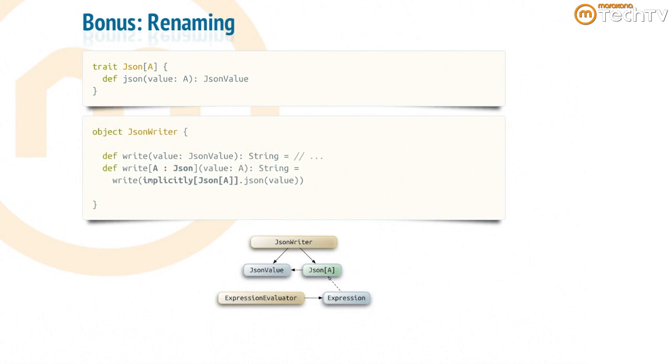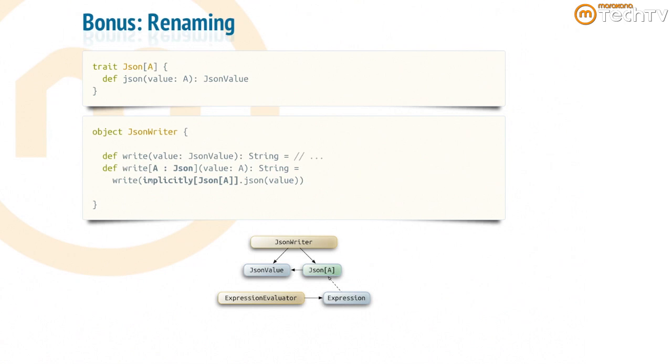And then the way that we're going to use that in our JSON writer is we'll say, A, again, is a member of the JSON type class. That's using our context-bound syntax. And now we can say a little bit more fluently that when we want to call write, we'll use the implicit JSON type class. And we'll just call .json on that.